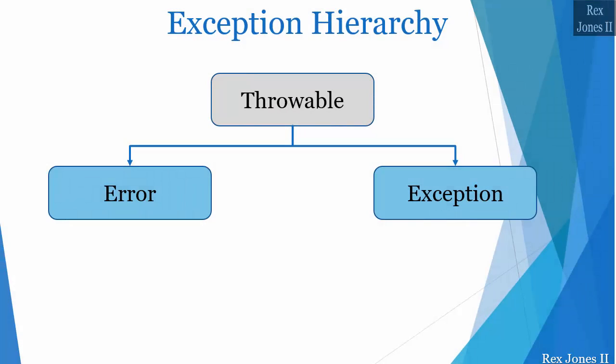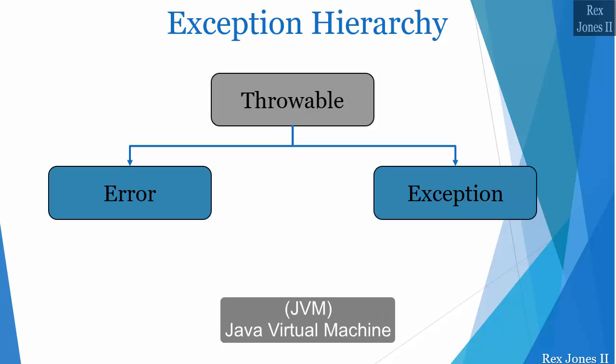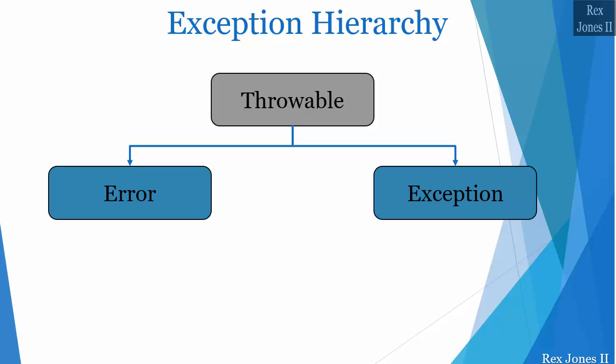Let's begin with a diagram of the exception hierarchy. We see Throwable at the top. All exceptions are derived from the Throwable class. Error and Exception are 2 subclasses of Throwable. Error is related to a problem in the JVM, Java Virtual Machine, while Exception is related to a problem in our program. The focus will be on Exception because an error is beyond our control since it involves the JVM.